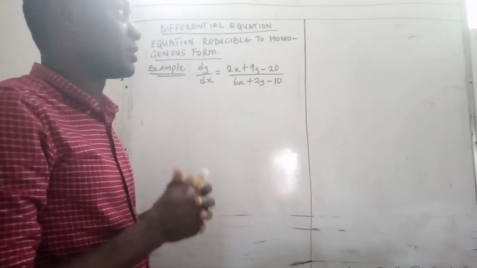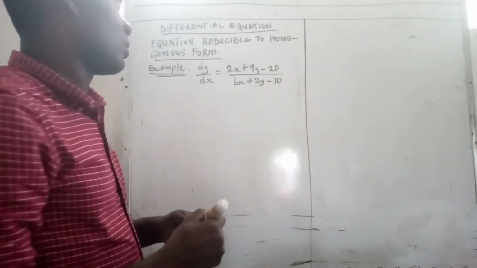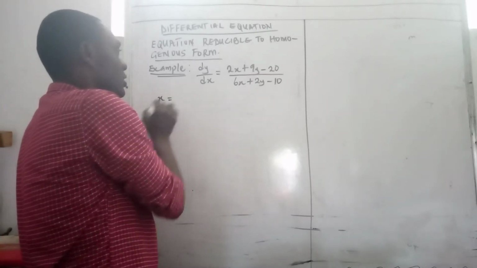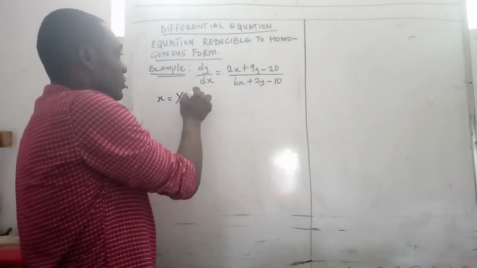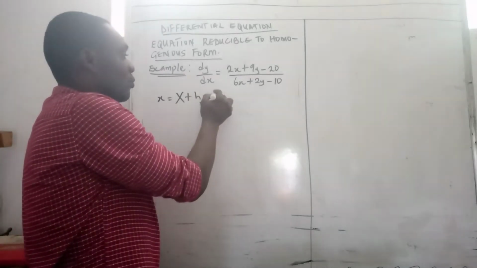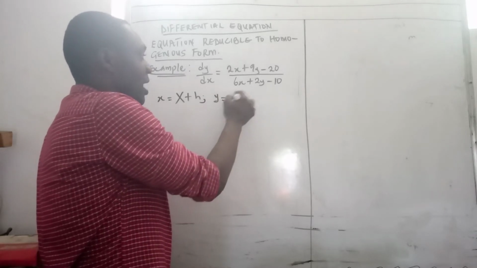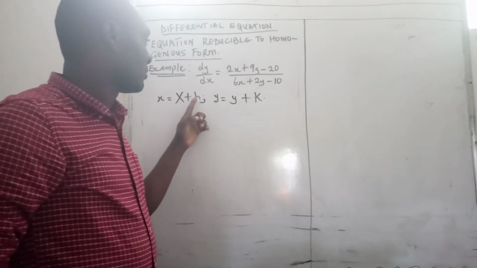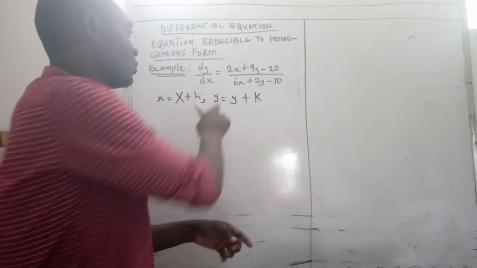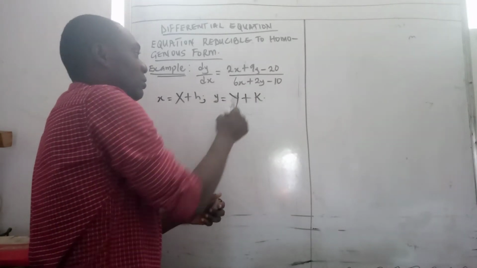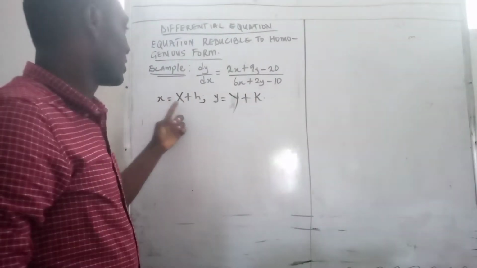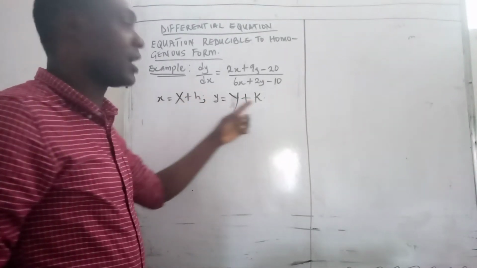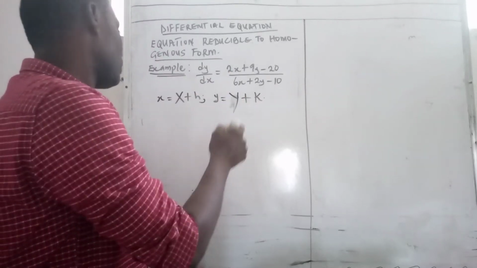We are going to reduce this by using substitution. Now we're going to substitute x equals X plus h and y equals Y plus k. Now what we simply do is to look for the value of h and K. Sorry, this is going to be in capital letters. So we have x equals X plus h and y equals Y plus k. So we are going to solve for the values of h and k. Now how do we do that?